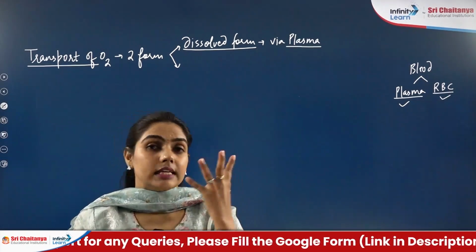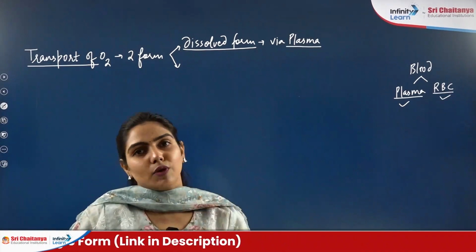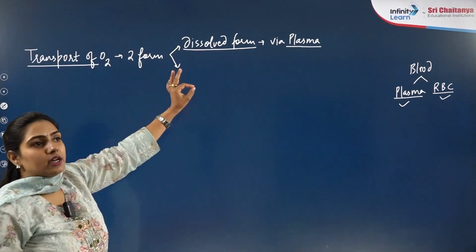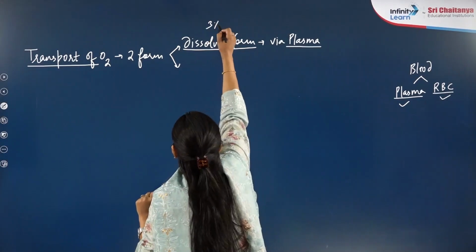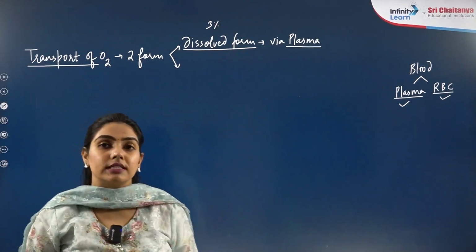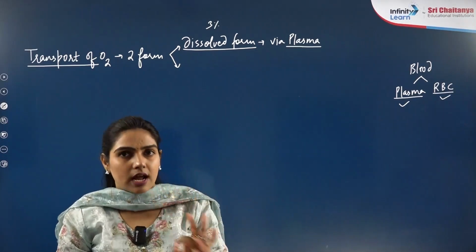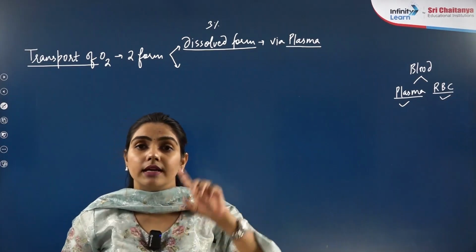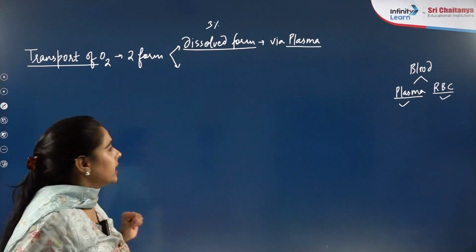In the RBC, there is hemoglobin which is going to play a great role in the transport of oxygen, right? Now, how much percent of oxygen will travel in the dissolved form? Only 3%. Only and only 3%. Whereas I have talked about CO2, 7% travels in the dissolved state in plasma. Why? Because CO2 solubility is more than that of oxygen, right?